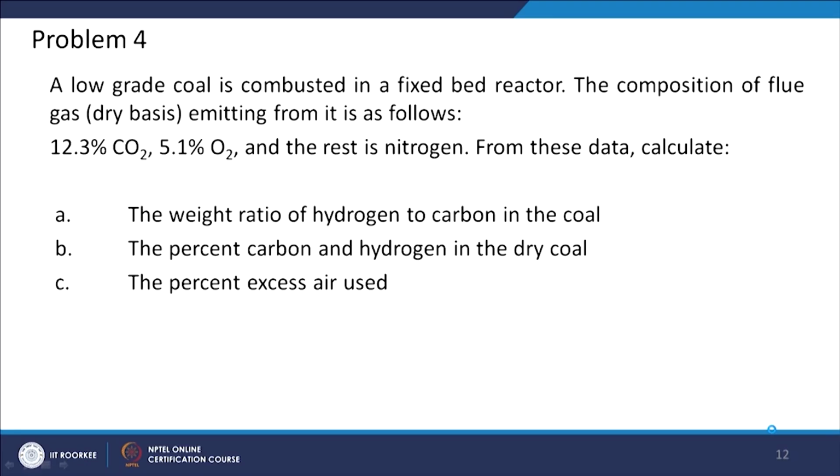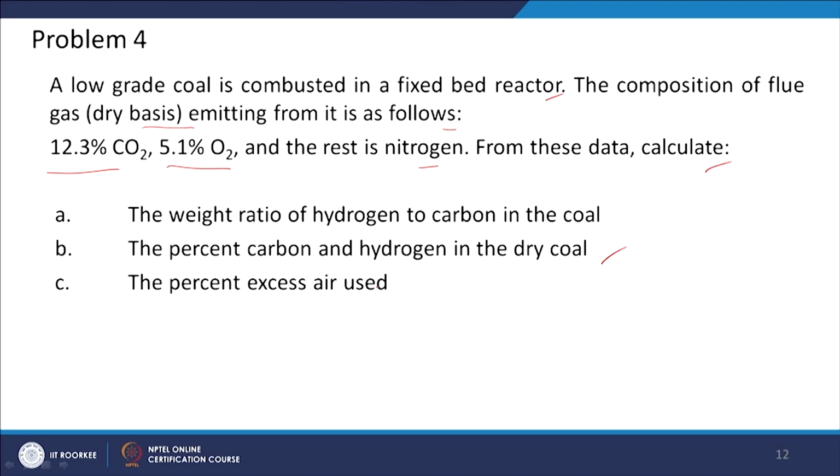Now, problem number 4. The statement says that a low grade coal is combusted in a fixed bed reactor. The composition of the flue gas on dry basis emitting from it is as follows: 12.3% CO2, 5.1% O2, and the rest is nitrogen. From this data, calculate the weight ratio of hydrogen to carbon in the coal, the percent carbon and hydrogen in the dry coal, and the percent excess air used.